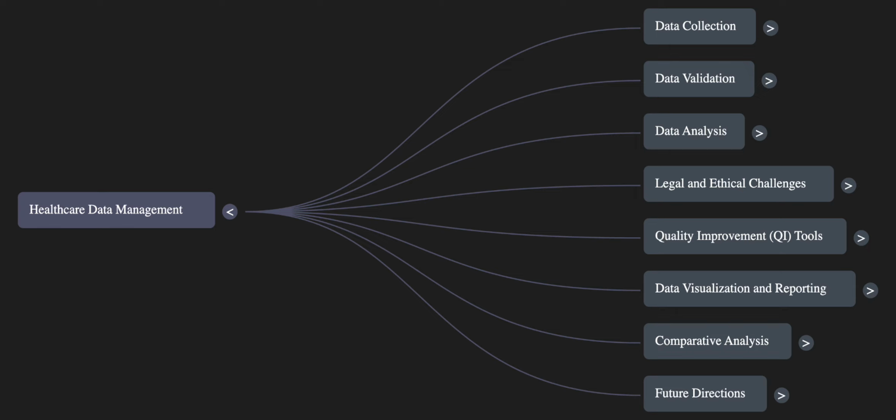Practice runs. Exactly. And since EHRs and standards, like FHIR, keep evolving, that training needs to be ongoing. It's not a one-and-done thing. FHIR, that's the standard for exchanging healthcare info, right? Fast Healthcare Interoperability Resources, yeah. Helps systems talk to each other.